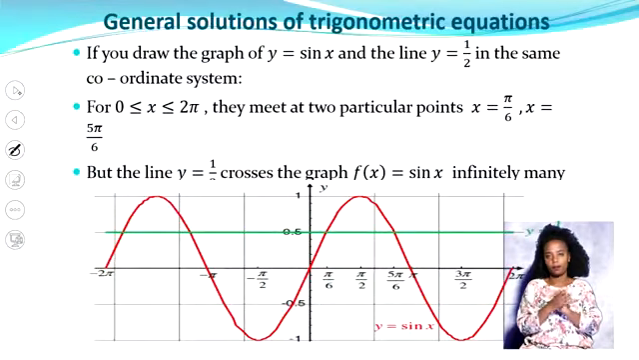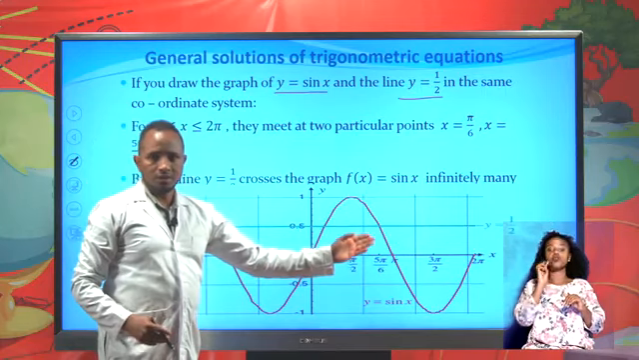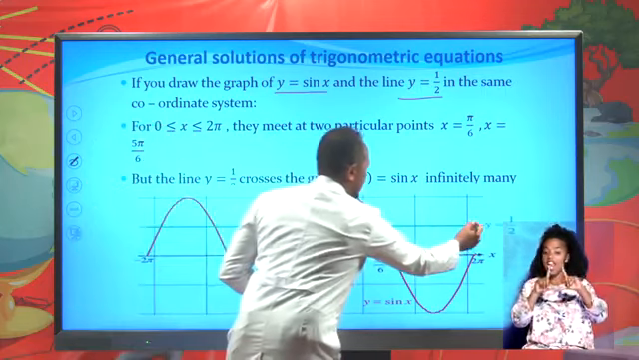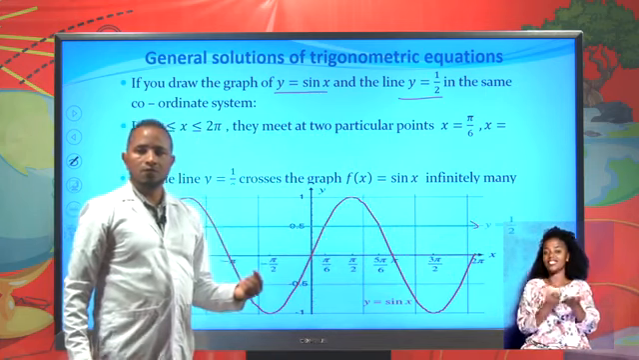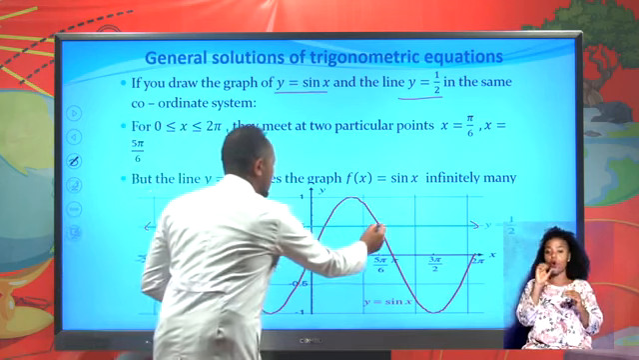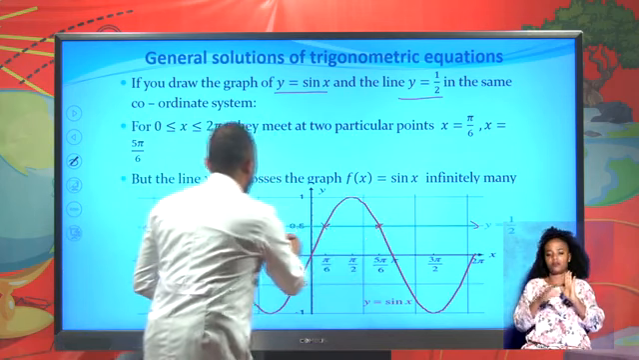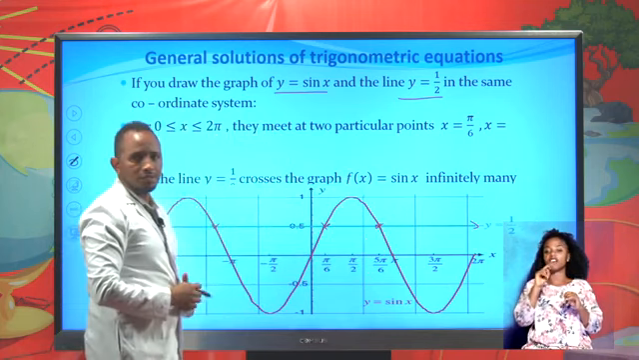Okay, the next part is the general solution of trigonometric equations. If you draw the graph of y equals sine x and the line y equals half on the same coordinate system, you will have the graph of sine x and the line y equals 1 over 2. As you can see, the graph of sine x and y equals 1 over 2 cross at infinitely many points. Here is their intersection, and so on. Since the sine function is periodic, you will have so many answers.